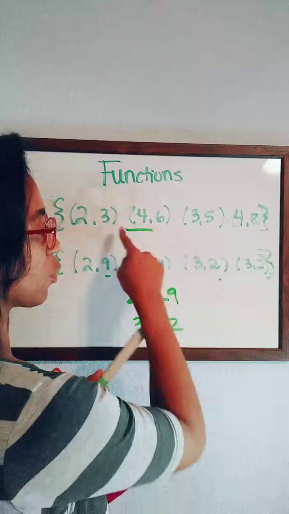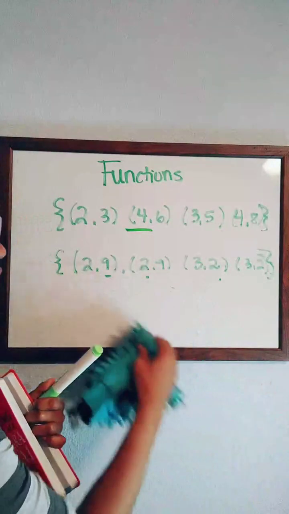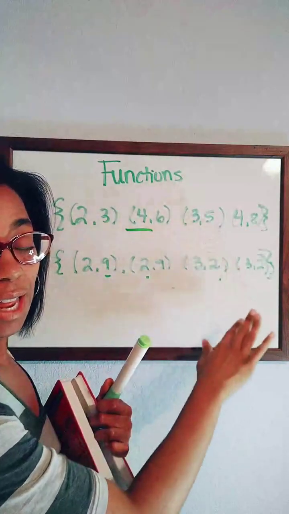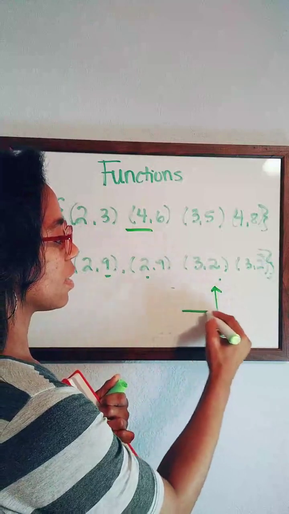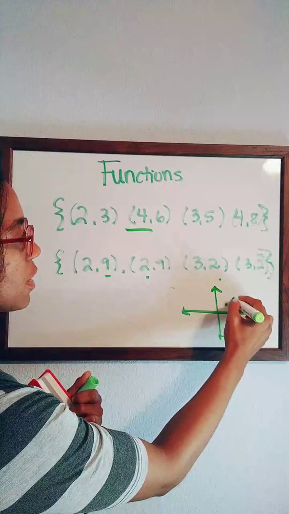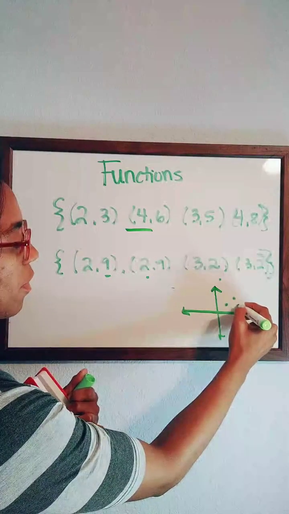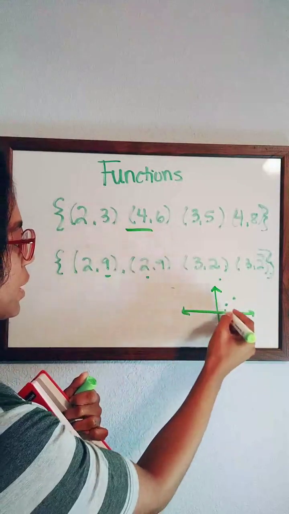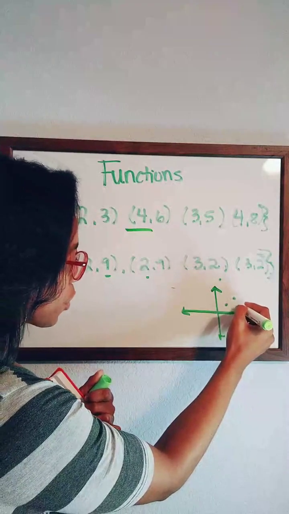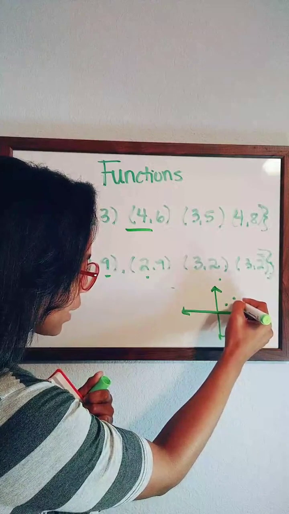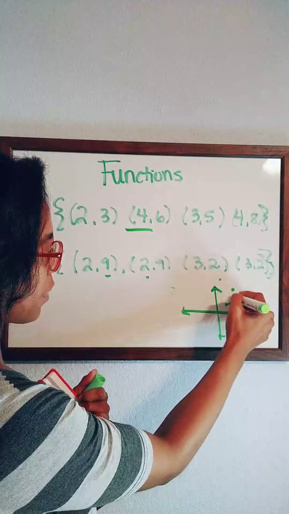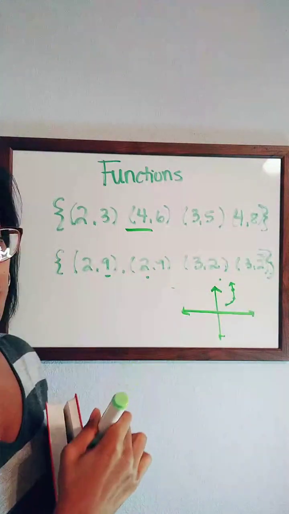If I was to graph this relation, so a set of ordered pairs is going to be a relation, okay? So if I was to graph this on a coordinate plane, I need to see if my X is going to repeat. So here I have 2, 3, 4, 6, then I have 3, 5, remember? It doesn't matter what order it's in. So 2, 3, then I have 4, 6, then 3, 5 is going to be right up in here, and then I'm going to have 4, 8. You see how this is on the same line? We don't want that on the same exact line.